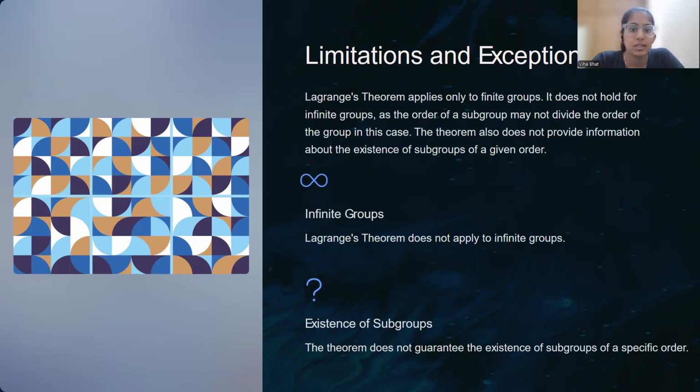The first one is infinite groups. Lagrange's theorem does not apply to infinite groups. The next is that the theorem does not guarantee the existence of subgroups of a specific order, which is again a question mark.